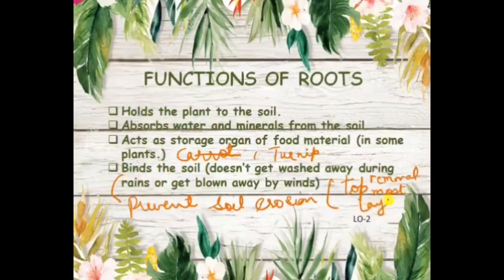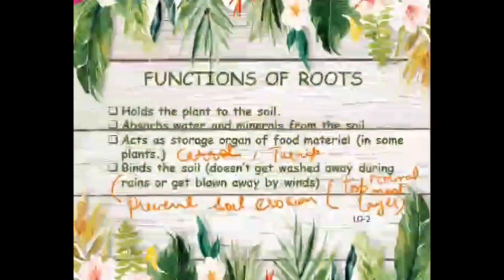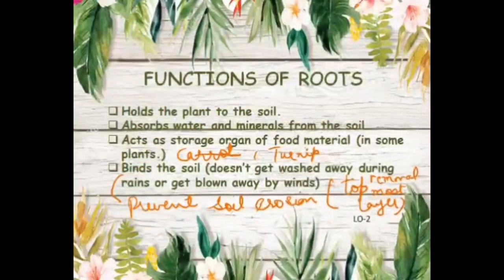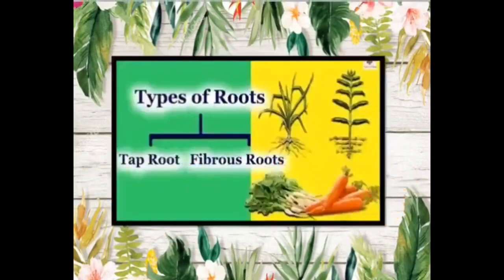So basically what is the function of roots? Roots prevent the soil from washing away during the heavy rainfall, or stop it from blowing away by the storms, the strong winds. So roots prevent the soil erosion. So in this way, your next learning outcome has been achieved. Now you will be able to state the functions of the roots.